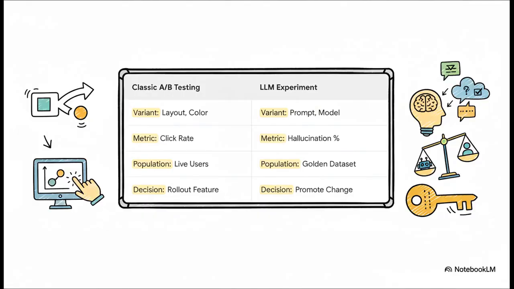This slide right here, this is the Rosetta Stone for this whole idea. It shows you exactly how everything maps over. Your variant isn't a button color anymore. Now it's a new prompt, a change to your retrieval strategy, or maybe a whole new model. Your metric isn't just click-through rate, it's stuff like the percentage of hallucinations or a relevance score. And this is crucial for pre-production testing. Your population isn't live users. It's a carefully curated set of examples called a golden data set.